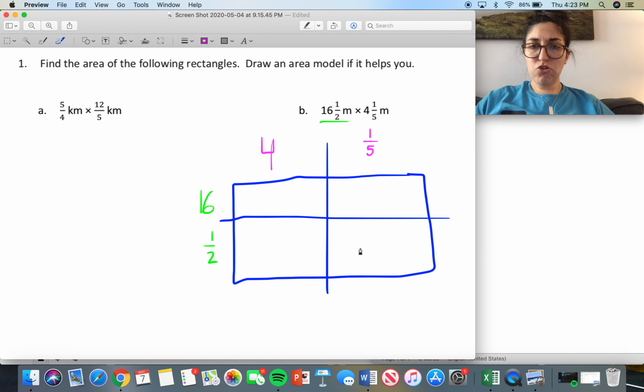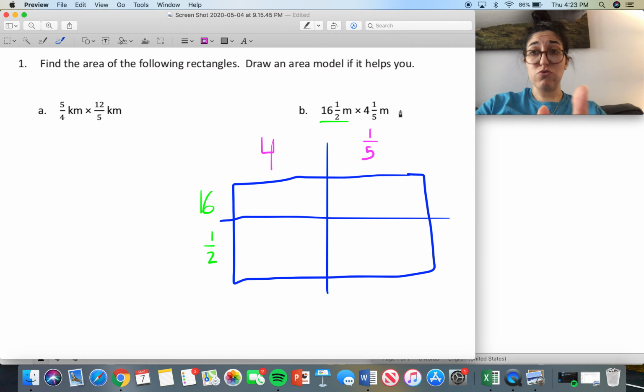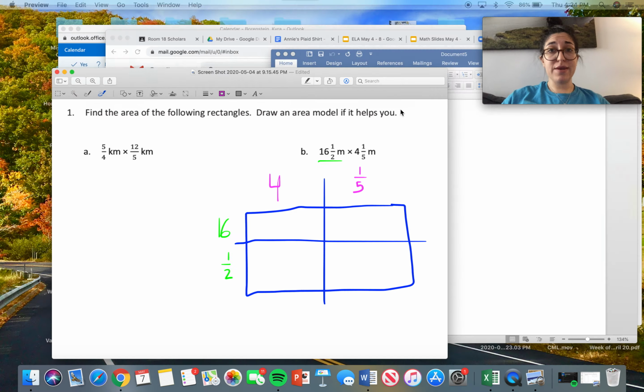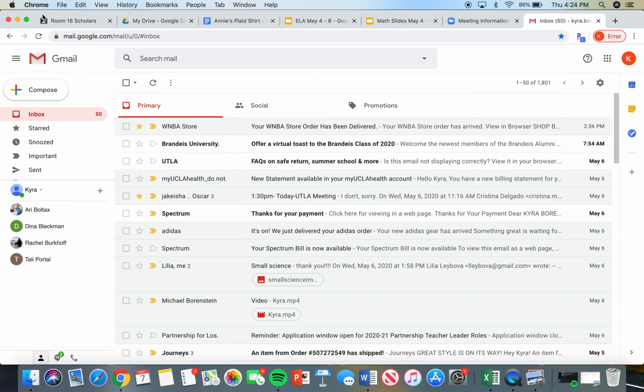And then I just need to multiply all of these, and then whatever I get in here, here, here, and here, I need to add together to find out my total area. And that's what you would do. So that is on you to do, all right? That's your job.